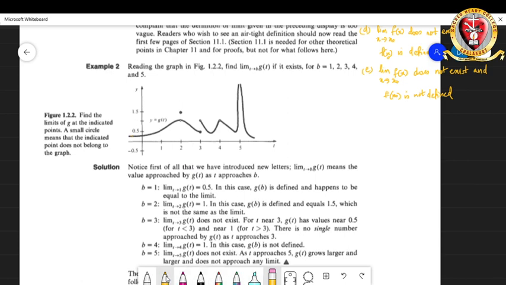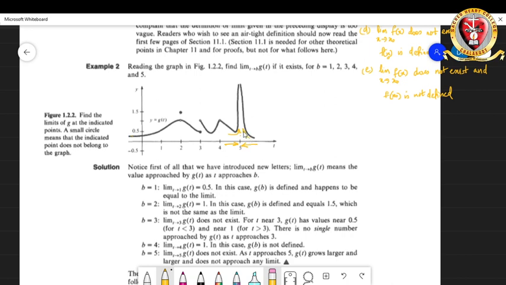Now the next question is limit t tends to 5, g of t. So we move from the left towards 5, move from the right towards 5. See, and when we are moving like this, it is going up, up, up.